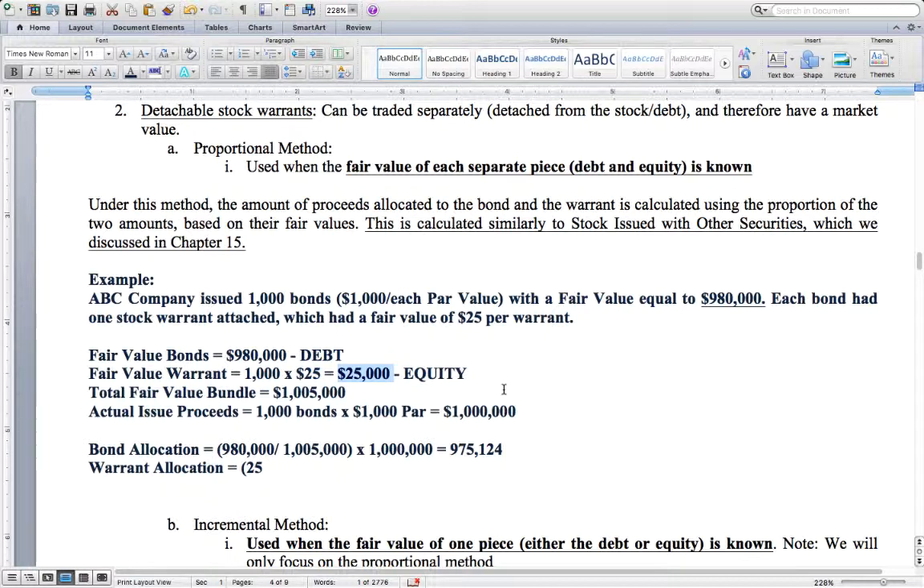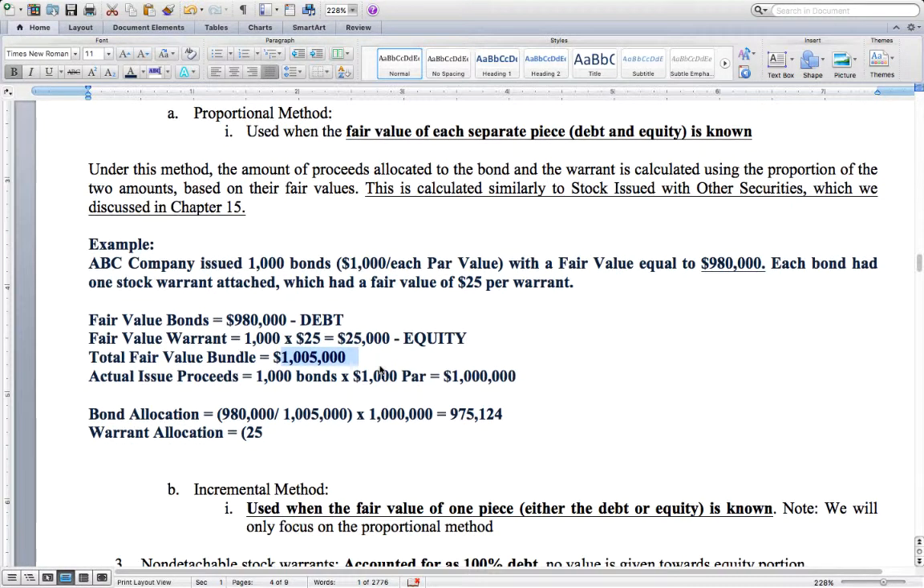So we know both components' fair value, and thus we are allowed to do the proportional method, because to do the proportional method we need to know the fair value of each separate piece, both the debt and the equity. Doing the calculation here, we first need to know the total fair value of the bundle. When you do this, you will take the $980,000 for the bonds plus the $25,000. Therefore, $1,005,000 is the total fair value bundle.